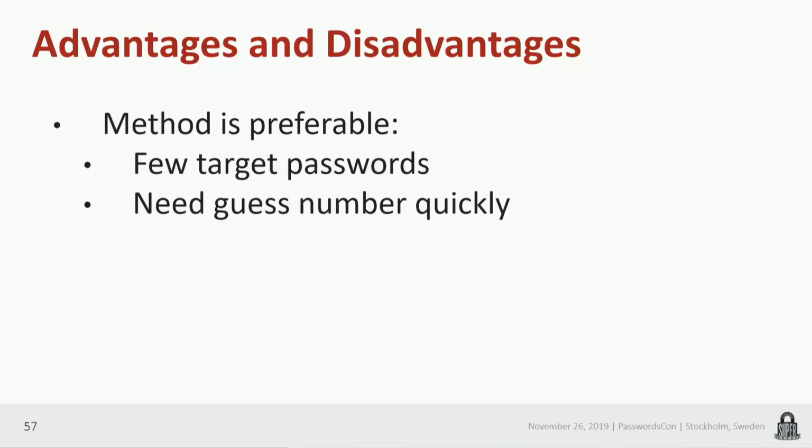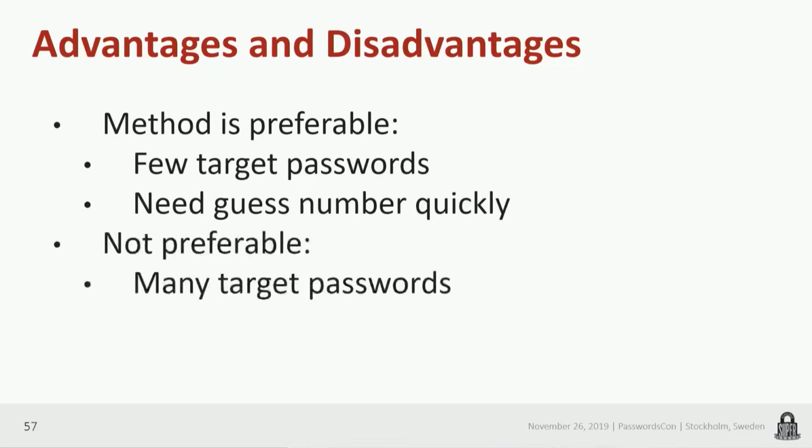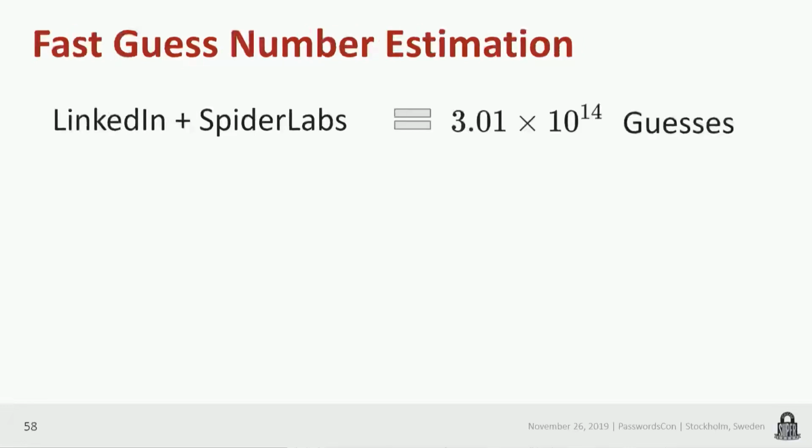And you need guess numbers quickly. So if someone gives you a password and you need to say in a second, is this a good password or a bad password? What's the guess number, right? It's not preferable if you have a billion passwords of interest, because the cost savings you get for each step looking up each password don't make sense. So in that case, it actually makes more sense to run the attack in the forward direction and look up which of these billion passwords are guessed on each step.